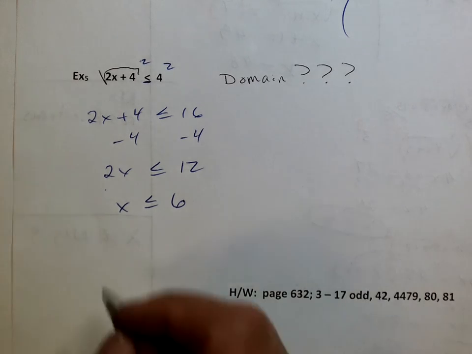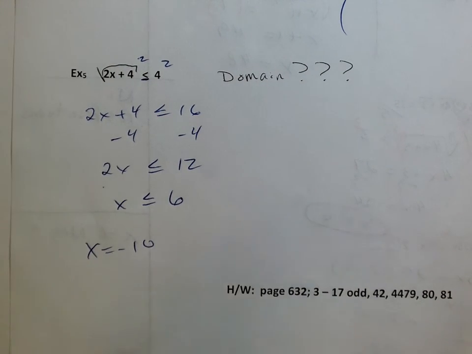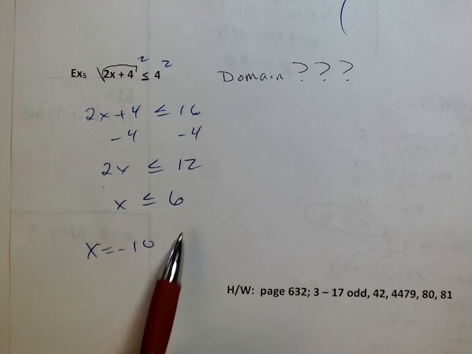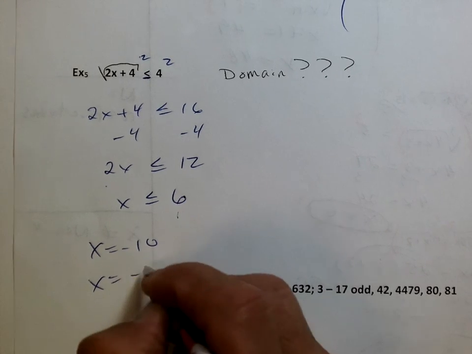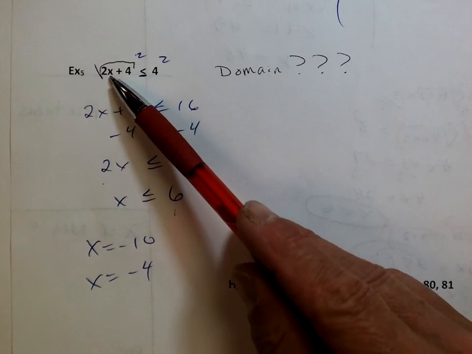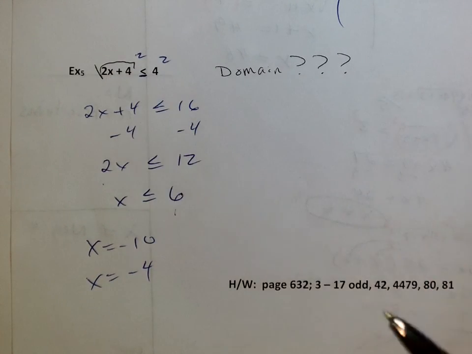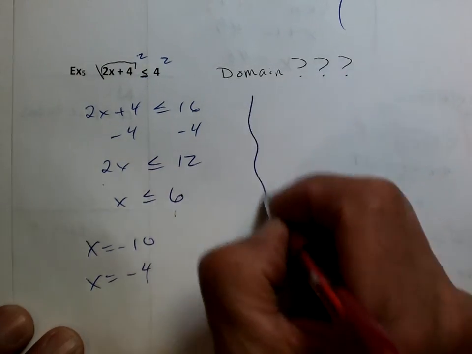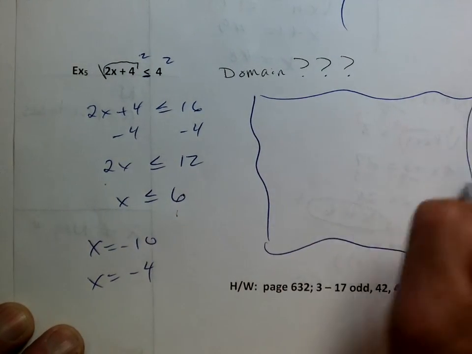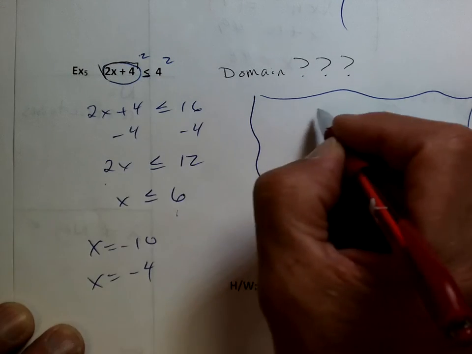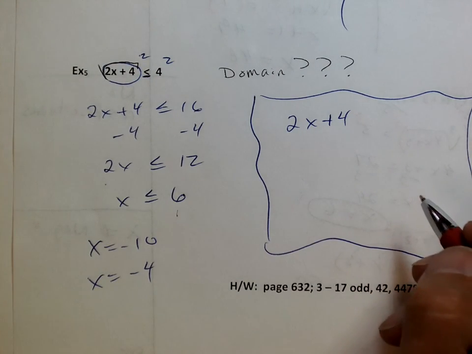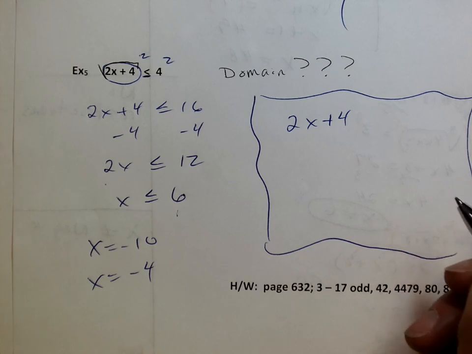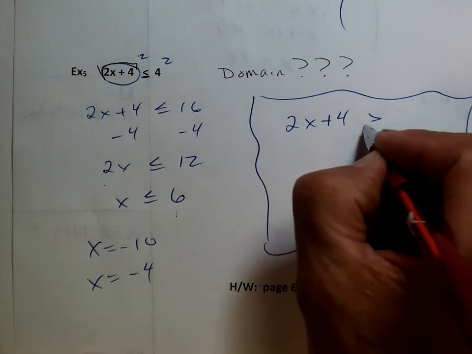Well, does that mean x could equal, say, negative 10? According to this, it could, but what happens if you put negative 10 in here? It can't be. Could x equal negative 4? No. So what I want to do is this. I take what's inside my 2x plus 4, right? And I want to make sure that what's inside is never negative. Never negative. So I say, okay, well, let's make sure it's greater than or equal to 0, okay?